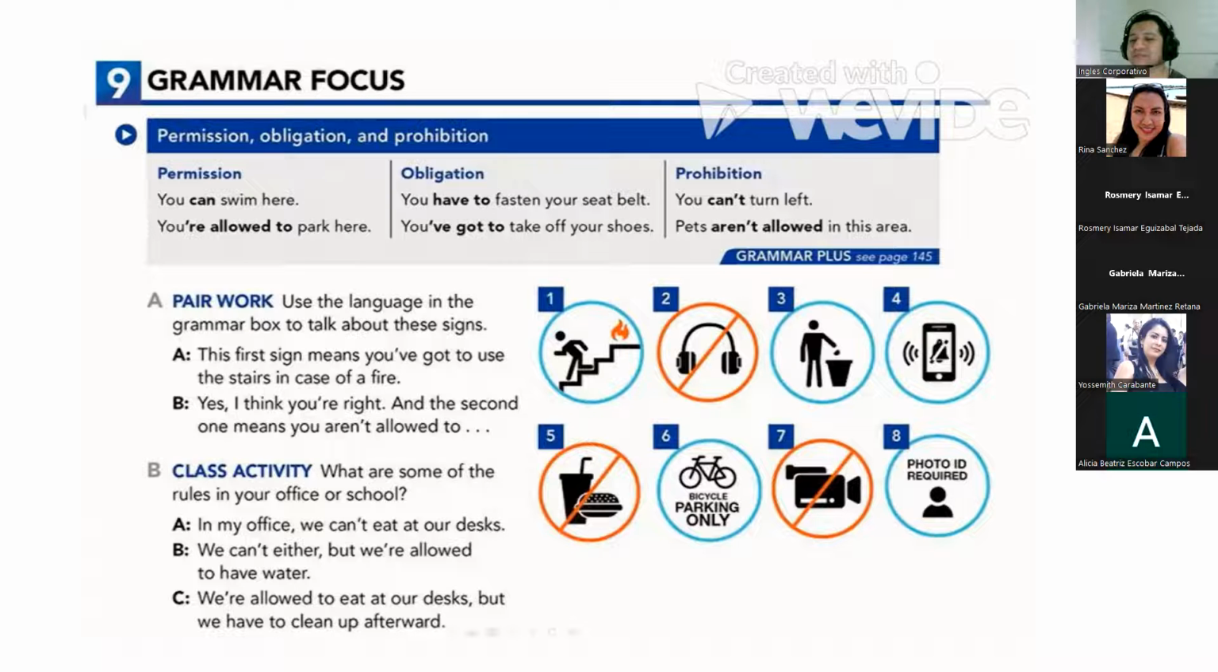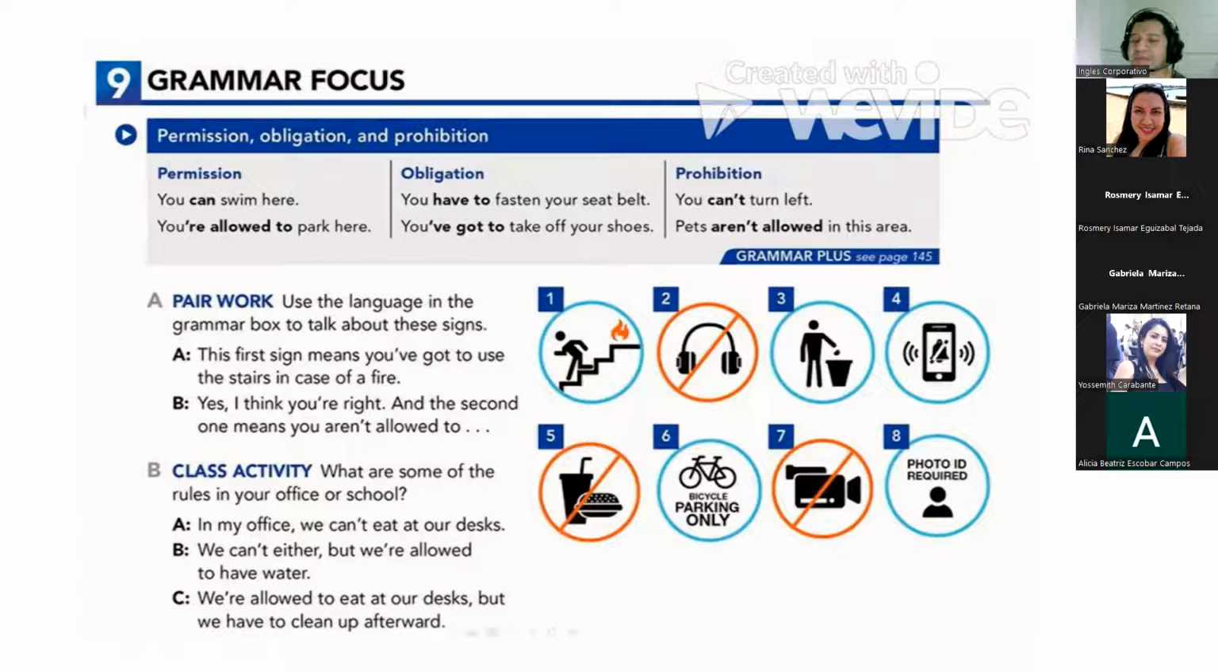What is the meaning of number 7? Prohibition. And what is the meaning of that? It's a camera, right? You can't film. Exactly. You can't film. And there are some places here in El Salvador where I didn't know that you were not allowed to film.